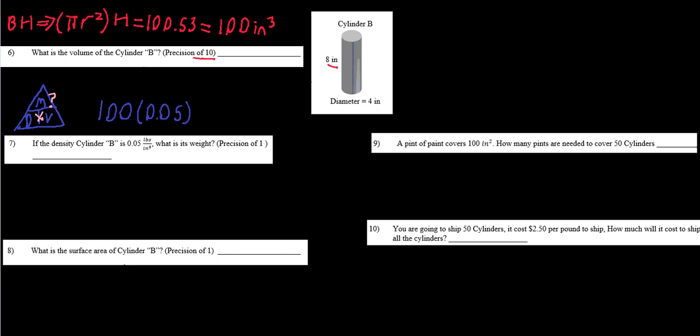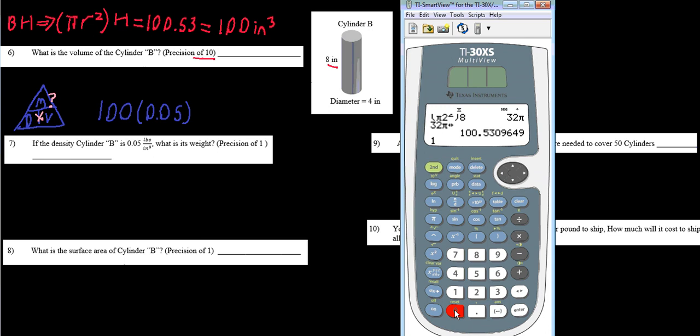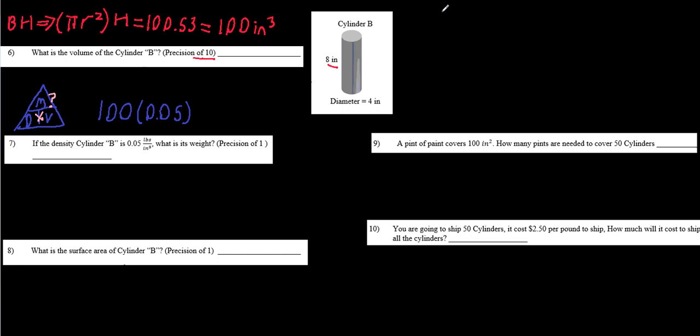Again, I'll just type this into my calculator. So we'll say 100 times 0.05. We get 5. So it equals 5 pounds. And if you look, we don't have to round because we were already given the whole number. The only thing we have to remember is our units, or else we'll lose a point.